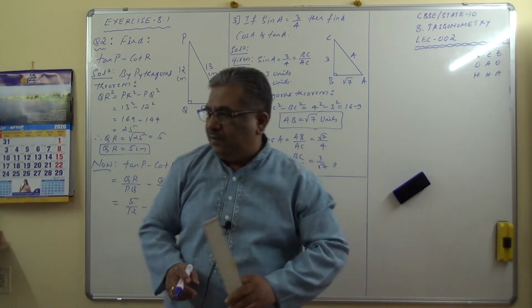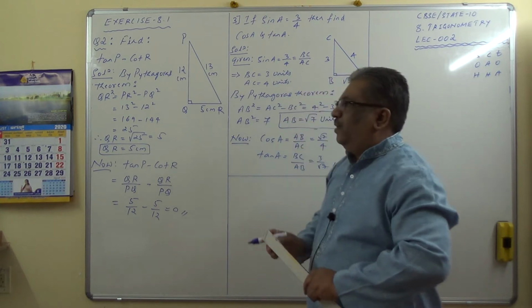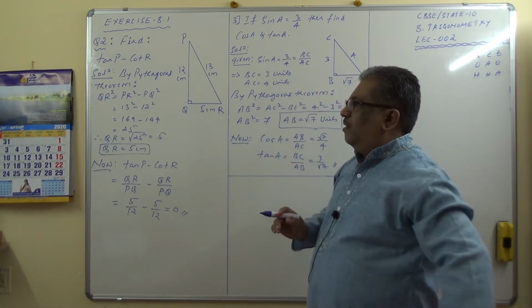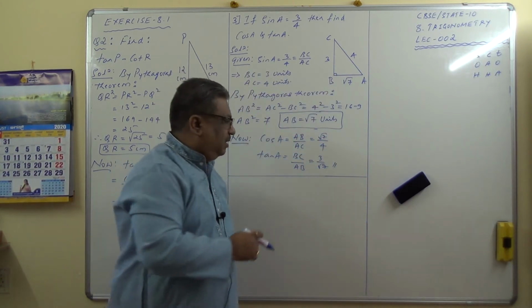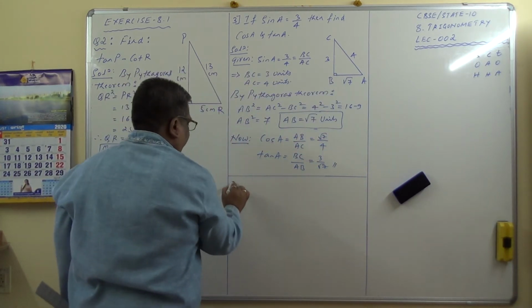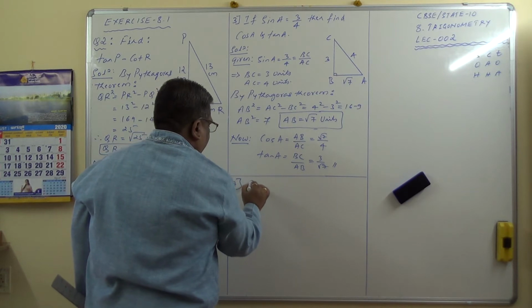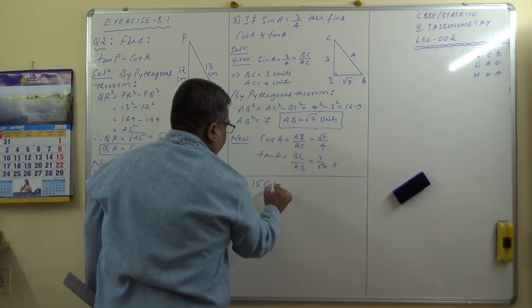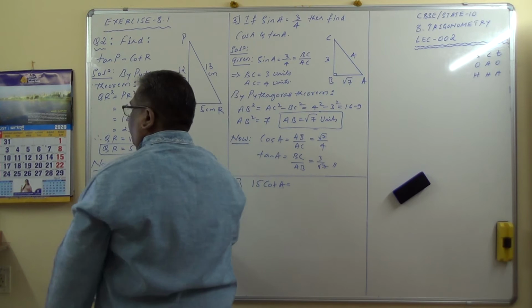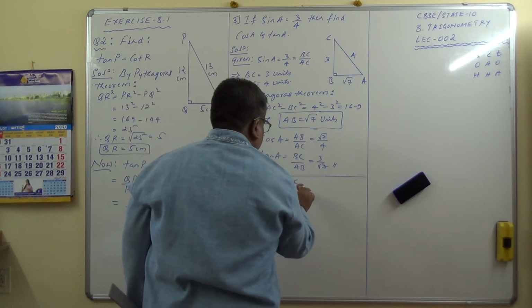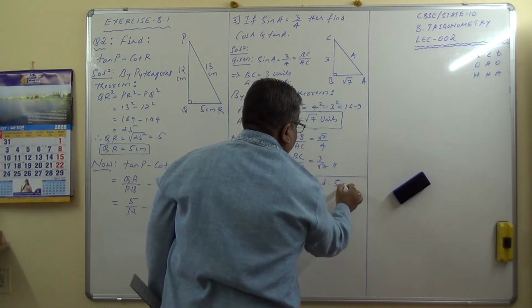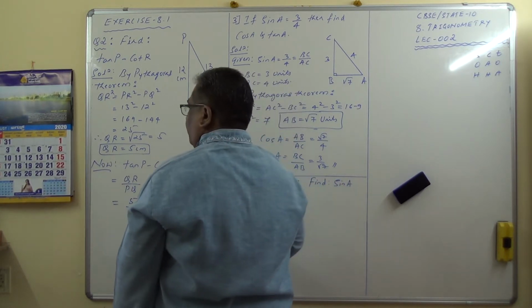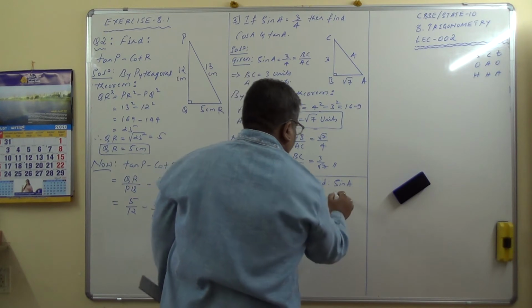Next question. Fourth one. Given 15 cot A equals 8, find sin A and sec A. A little different question. Fourth one. 15 cot A equals 8. Find sin A and secant A.